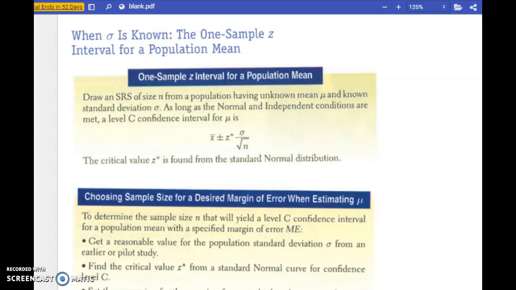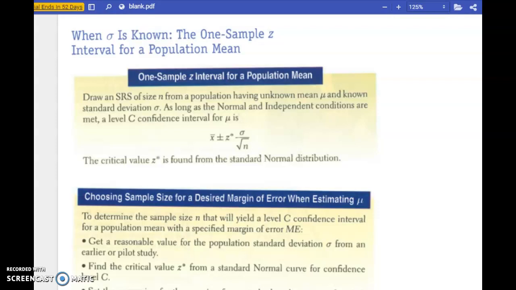Hey everyone, I'm giving you some highlights from 8.3. 8.3 is on confidence intervals for sample means. And there's two types of confidence intervals for means based on whether or not you know the population standard deviation. I'll also be showing you the calculator shortcuts during this video.